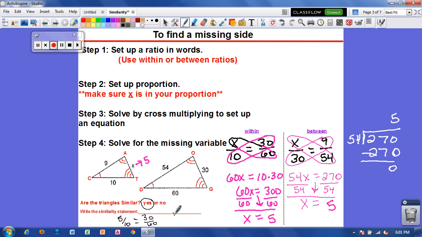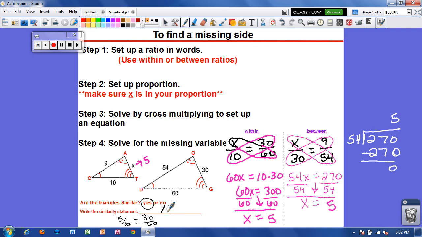Now for the similarity statement, I am going to take the names of the triangles, and we are going to use the letters here. Now, I am going to start over here with letter C. So I am going to go C-A-T. So triangle, oops, that triangle does not look good. Let me do that again.